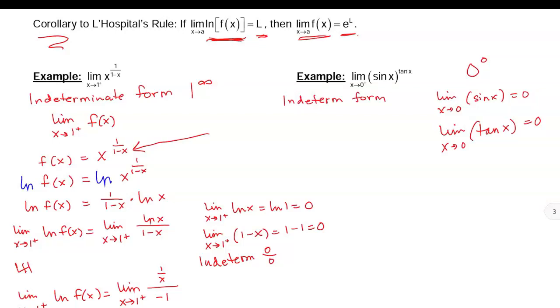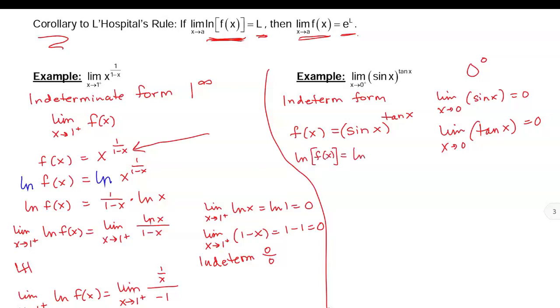I'm going to declare that f of x is that expression, sine x to the tangent x power. Then I'll take the natural log of both sides. And I'm doing this every time because it'll help me get that tangent out of the exponent. So natural log of sine x to the tangent power. Now I can bring tangent out of the exponent spot. So I get tangent times the natural log of sine. This is going to be an indeterminate form still.